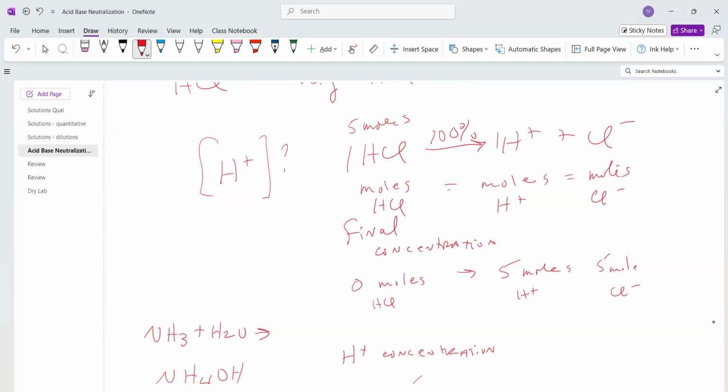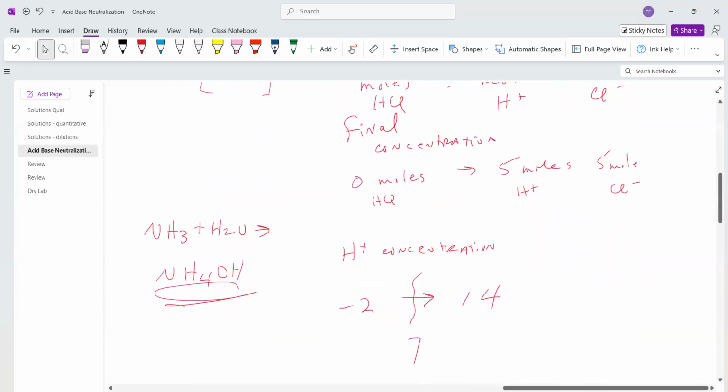Okay, is this clear that we have no HCl left? Now with HCl, we only have one acidic H. With H2SO4, we have 2 acidic H's. So let's look at sulfuric acid now, real quickly.